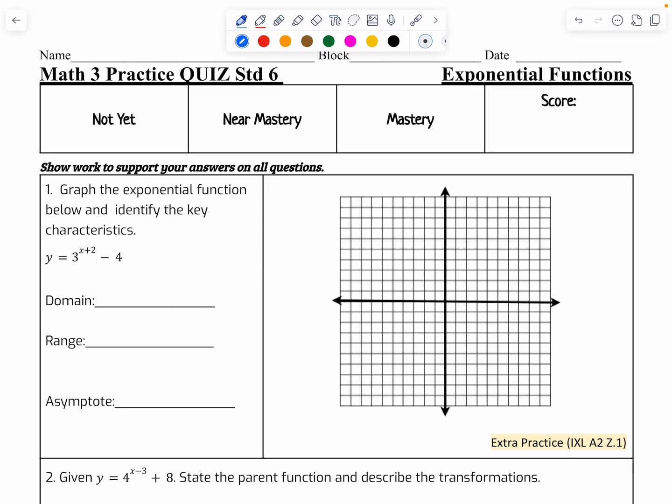In this video, we're going to talk about practice quiz number 6 on exponential functions. Number 1 says to graph the exponential function below and identify the key characteristics. They've given us y equals 3 to the power of x plus 2 minus 4.